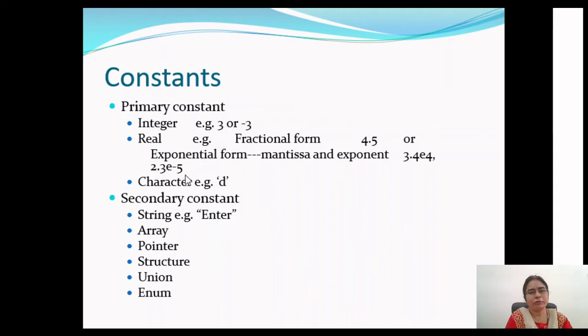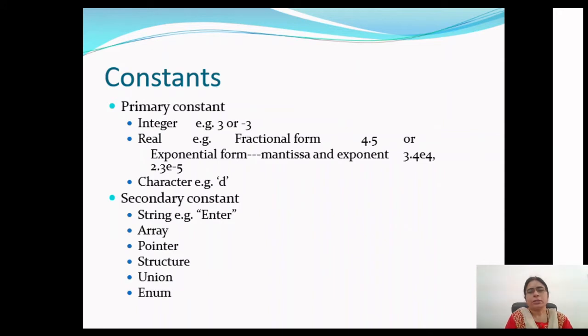To represent a character constant, we enclose it in single quotes. So if a character is enclosed in single quotes, then it is a character constant. And if we simply write D, then this is not a character constant. This might be a variable depending on the position where we are writing this character.